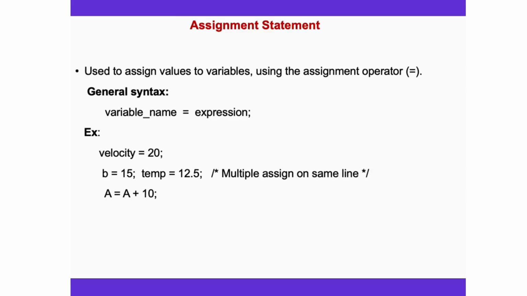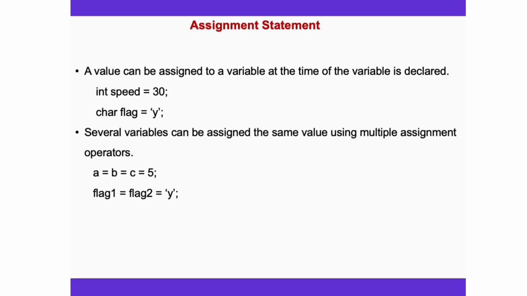Finally, we are going to see about the assignment statement. Assignment statements are used to assign values to variables using the assignment operator, equal to. The general syntax of the assignment statement: variable name = expression. Here the variable name is placed on the left side and the expression is placed on the right side. Example: velocity = 20. We can assign some value to the variables. We can assign multiple values on the same line. Example: b = 15, temp = 12.5. We can assign an expression on the right side, and after producing some output, that output will be stored in the variable placed on the left side. Here, a = a + 10.